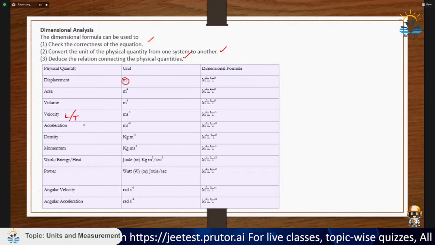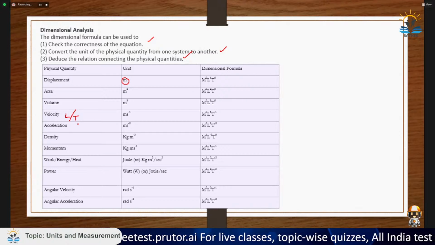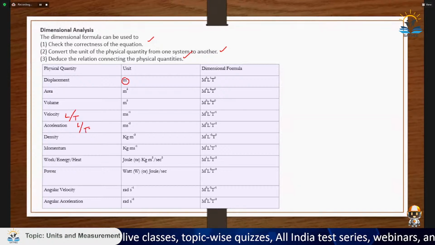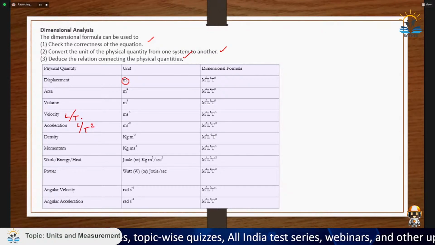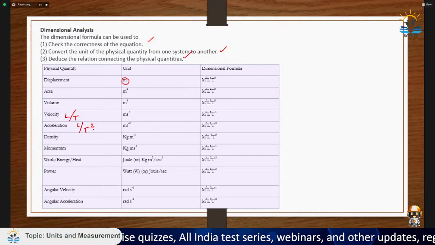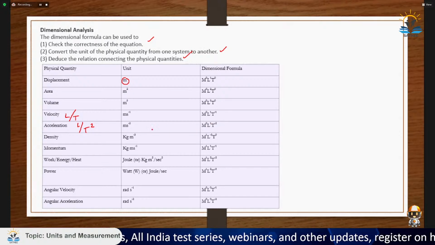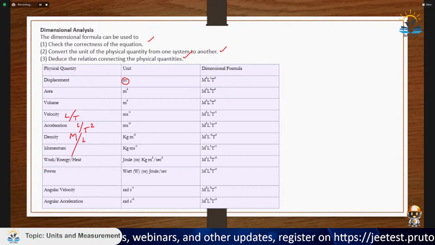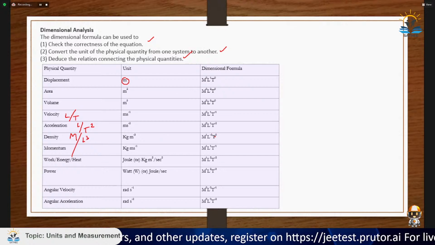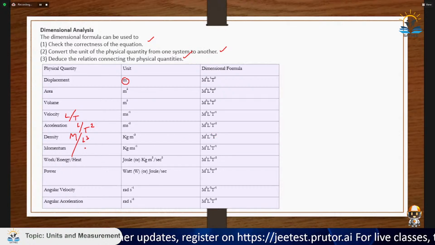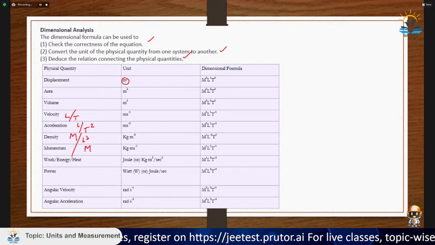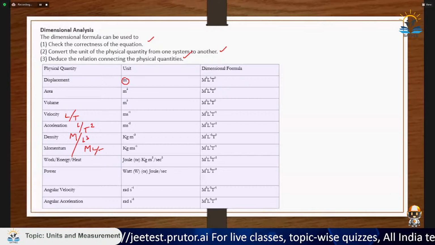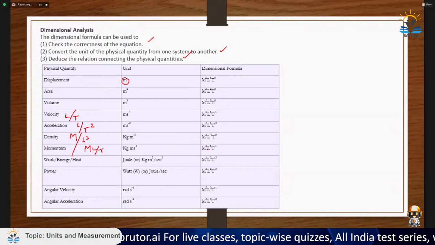LT minus one, M0. Acceleration is velocity upon time. So writing it roughly, it would be L upon T square, because basically we are dividing velocity by time. So this is velocity, we divide by time. One more T in the denominator, so L by T square. So my answer would be M0 L1 T minus 2. Then density is mass upon volume, and volume is L cube. So M L minus 3 T0. Then momentum. Momentum is mass into velocity, and velocity is L by T. So it would be M L by T, and ML by T is nothing but M1 L1 T minus 1. That's what is written here.